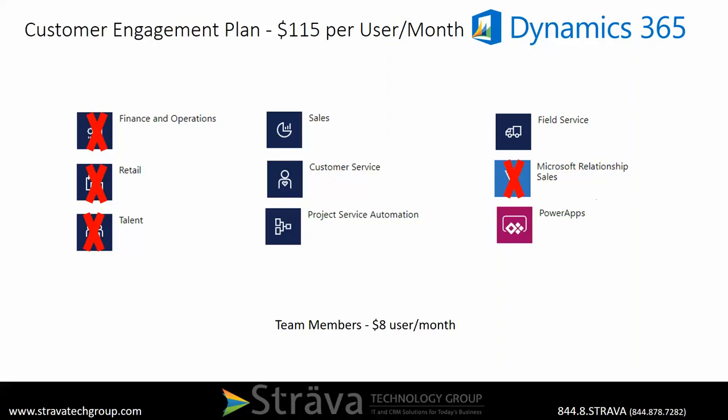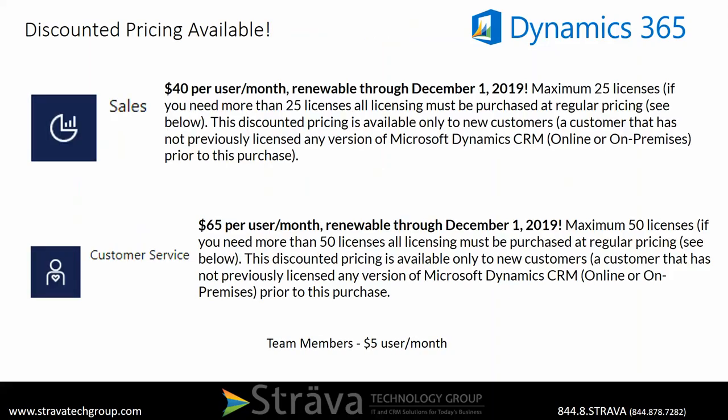The Customer Engagement Plan is $115 per user per month, and it includes sales, customer service, project service automation, field service, and Power Apps. And also, again, team members at $8 per user per month. Finally, we've talked through a lot of pricing, and hopefully this cleared up maybe some confusion around the pricing that you may have had.